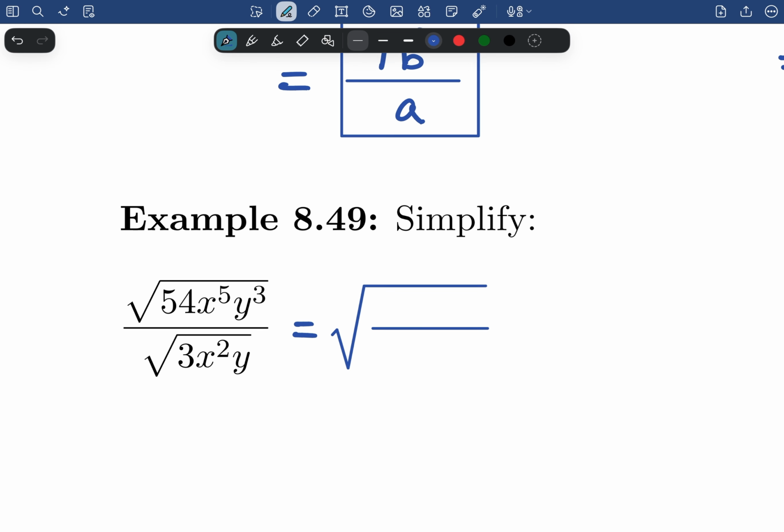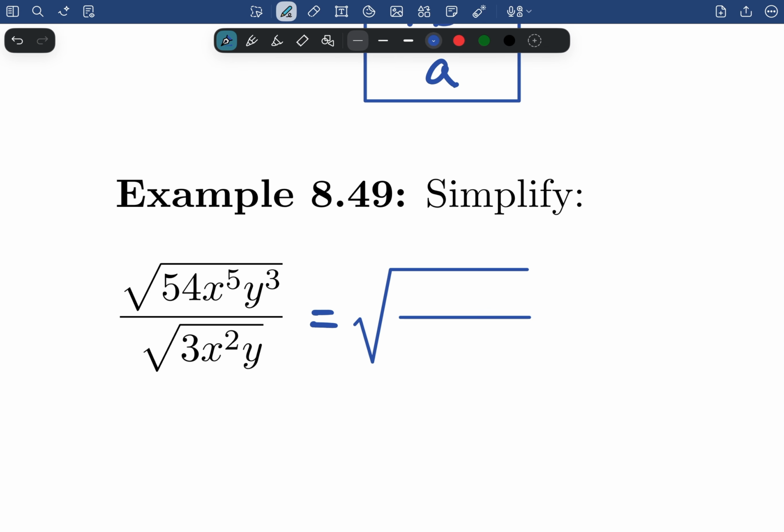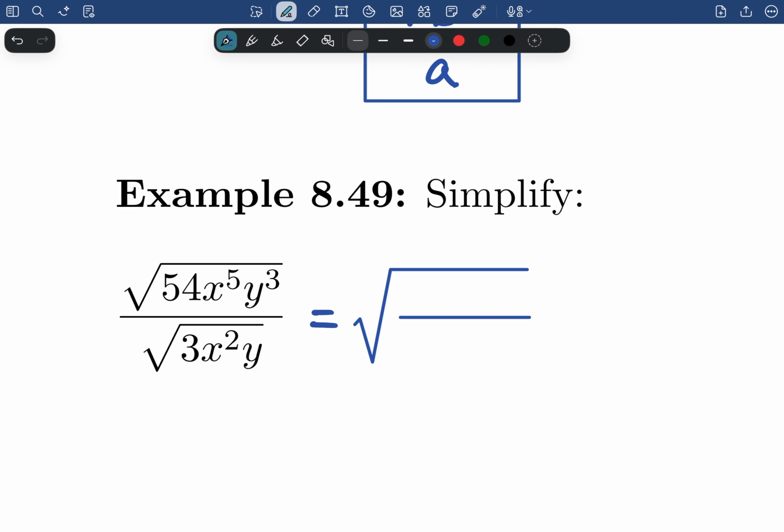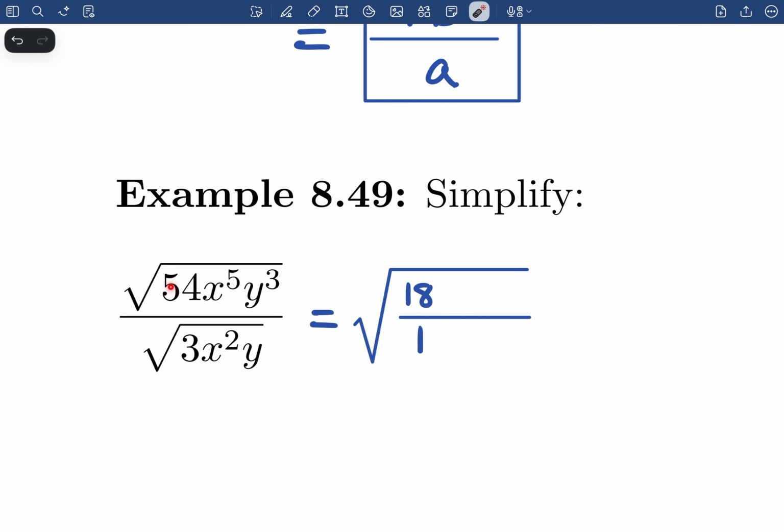So when I see the square root of 54x to the 5th y cubed divided by the square root of 3x squared y, I'm going to take these two radicals, these two square roots, and put them into a single square root. And I'm going to simplify the coefficients, and then the x variable, and then the y variable. Here I go. 54 divided by 3, well, that comes out to 18. Okay, so I've got 18 over 1. 54 over 3 reduces to 18 over 1.